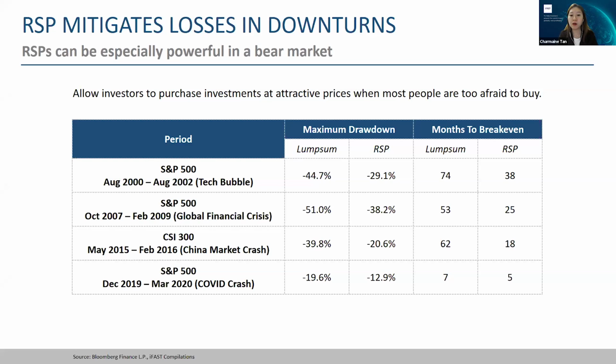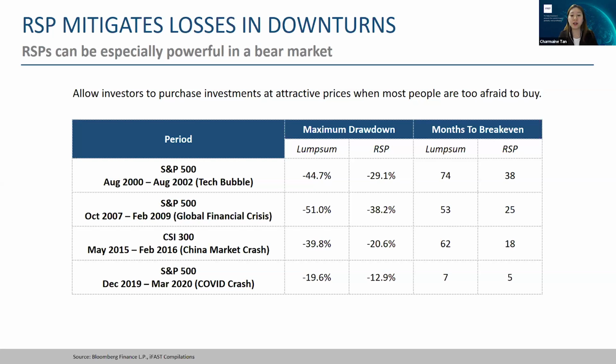For the lump sum investor, the amount of time it took to break even on their S&P 500 investment is 74 months during the tech bubble that happened from the year 2000 to 2002. And 74 months is more than 6 years. Meanwhile, the amount of time it took to break even on their S&P 500 investment during the GFC, the Great Financial Crisis, is 53 months. For the CSI 300 during the peak of the China market crash, it is 62 months. And finally, for the COVID crash, it's around 7 months.